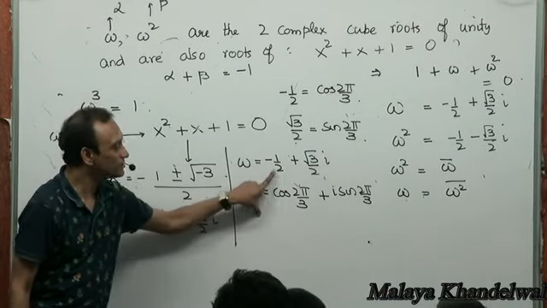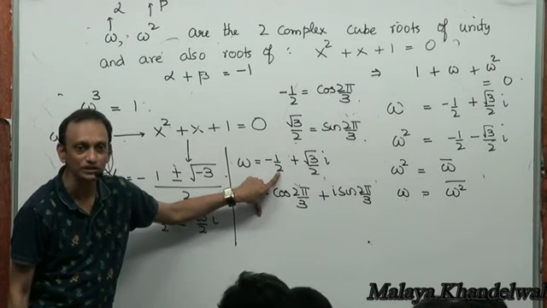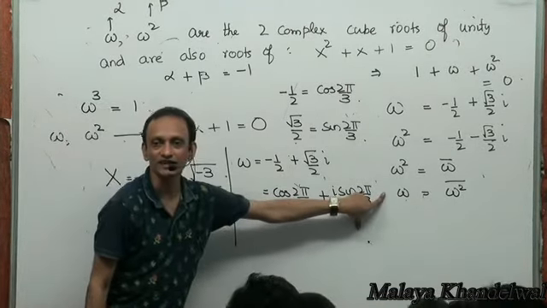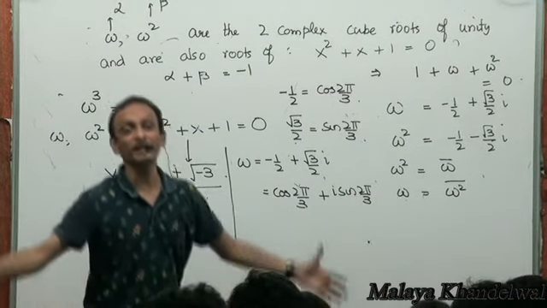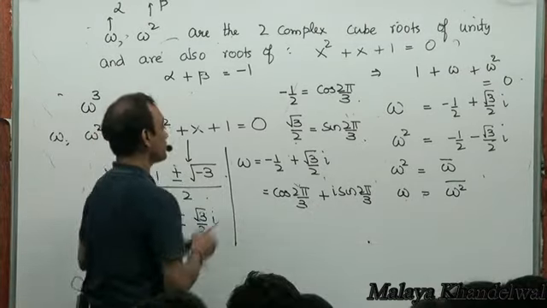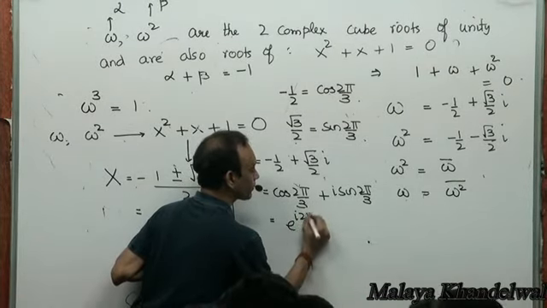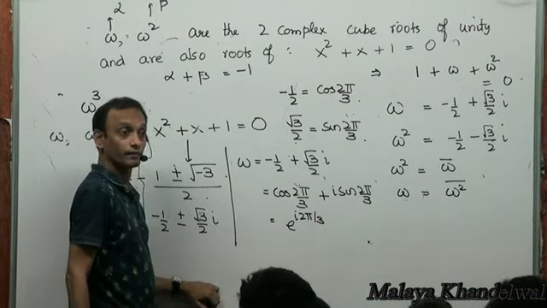Okay. Do you all register this? One of the complex cube roots of unity, cos theta plus i sine theta. What is that? e power i 2 pi by 3, e power i 2 pi by 3. Right?